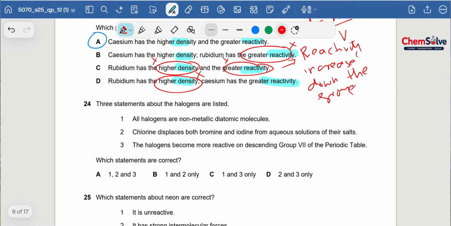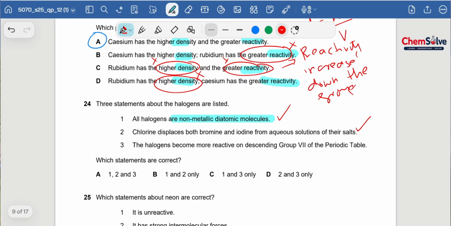Let's move to question number 24. The statements about the halogens are listed. All halogens are non-metallic diatomic molecules. Yes, this statement is correct. Chlorine displaces both bromine and iodine from the aqueous solution of their salt. In halogens, the reactivity decreases down the group. So chlorine is above in the group, so it is more reactive than bromine and iodine. In this way, it can displace both bromine and iodine. So this statement is also correct.